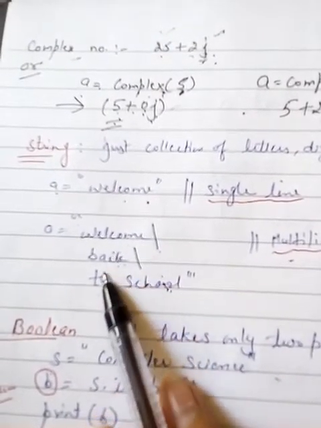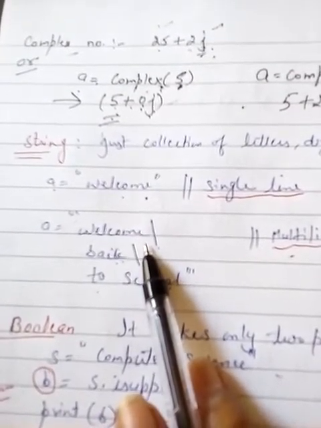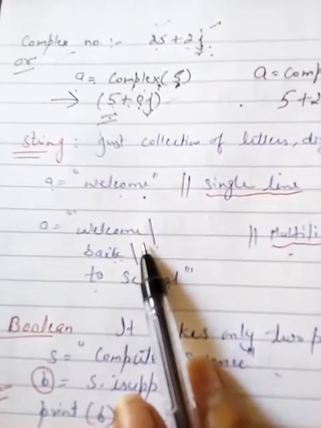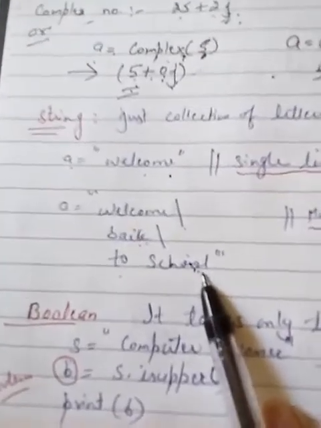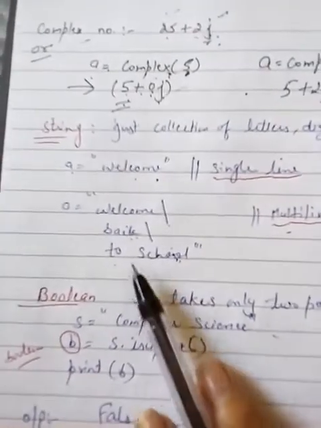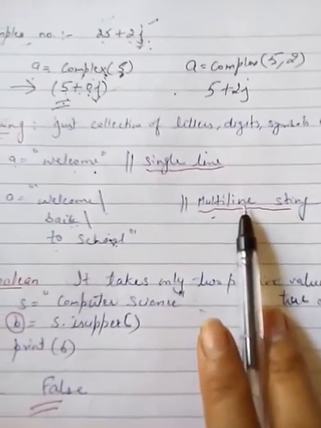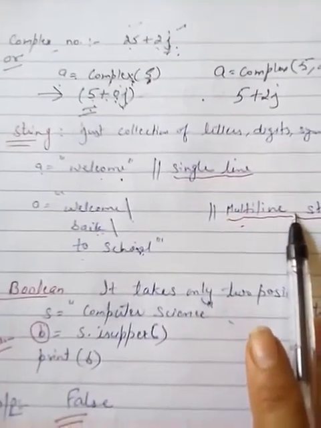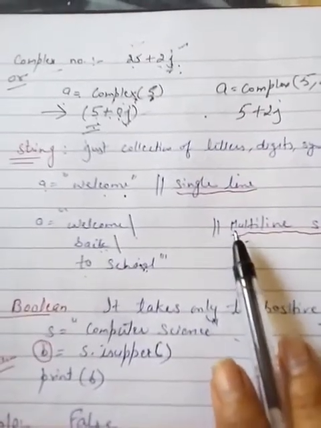You can use triple quotes, and then use a backward slash. The backward slash is used for combining these strings. So "welcome back to school" is one string, but you have divided it into 3 lines, so it can be a way of writing the string. This is known as a multi-line string, because we are taking 3 lines to declare one string.